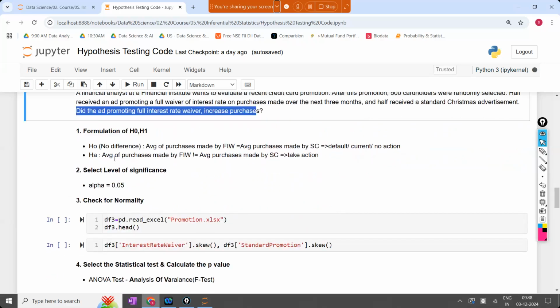So the null hypothesis says that there is no difference. Whatever offers you give, every person will purchase whatever they require only. If you give additional discount also, no one is going to purchase more. The alternate hypothesis says that both are not the same.